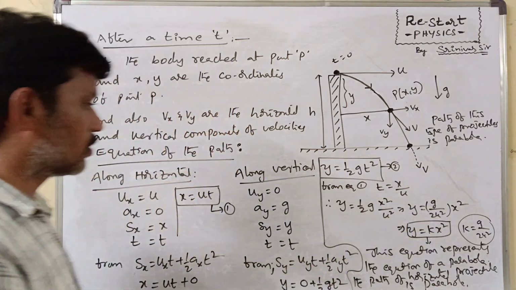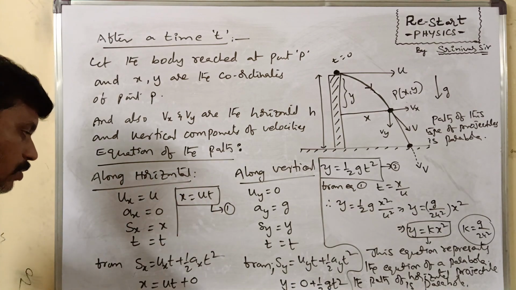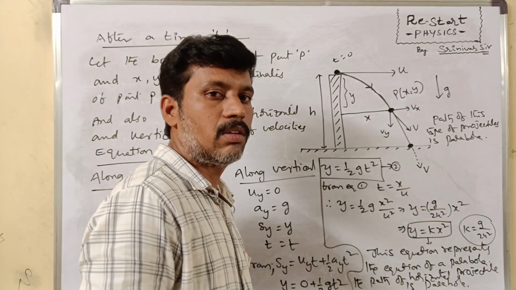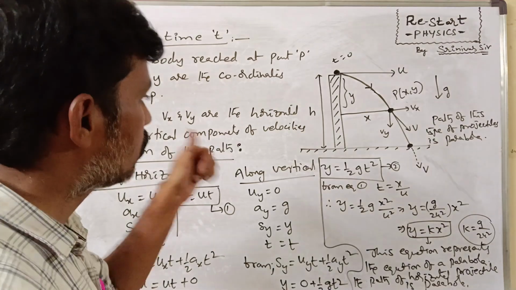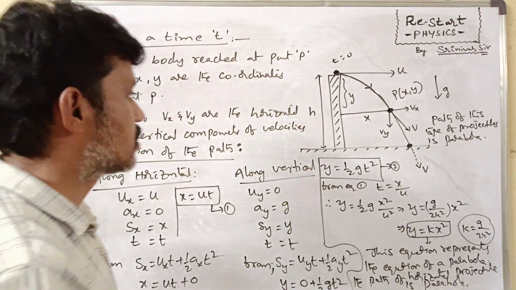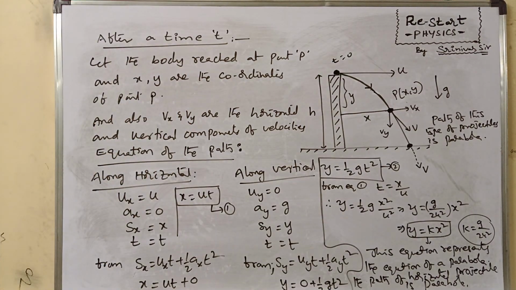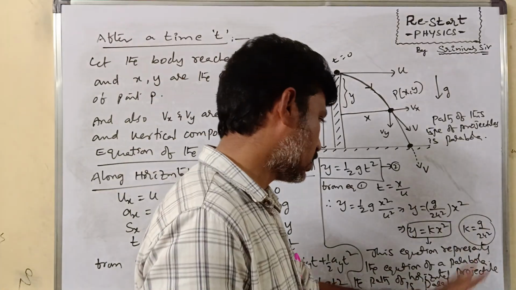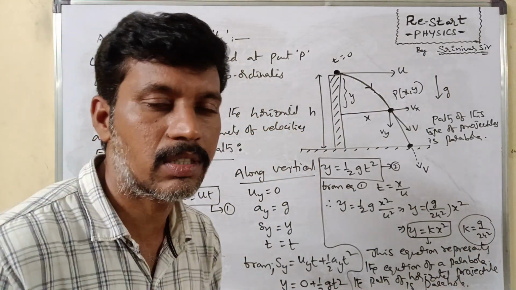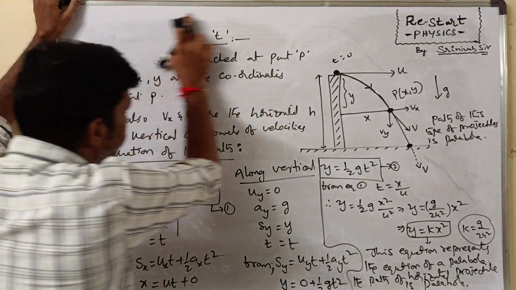Take notes. Just write down once, check it, then you can pause and write. Note down in your notebook. When you note it down, you can pause your video. Right, last thing కనిపిస్తుందా? This equation represents the equation of a parabola. Therefore the path of the horizontal projectile is a parabola. Next.